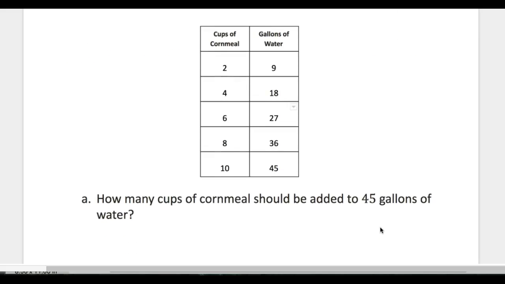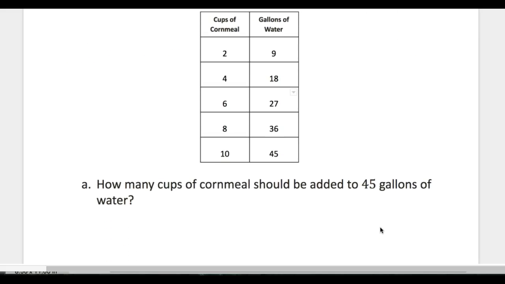Okay, now that we have that information, we can go on to answer the next questions. How many cups of cornmeal should be added to 45 gallons of water?